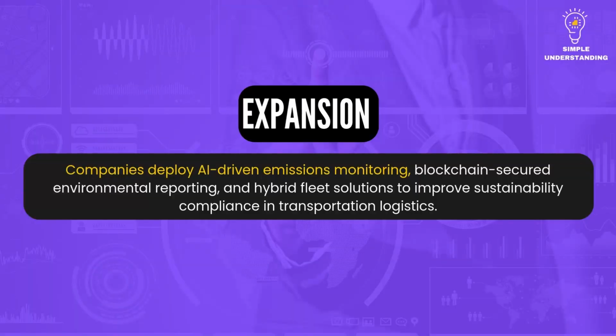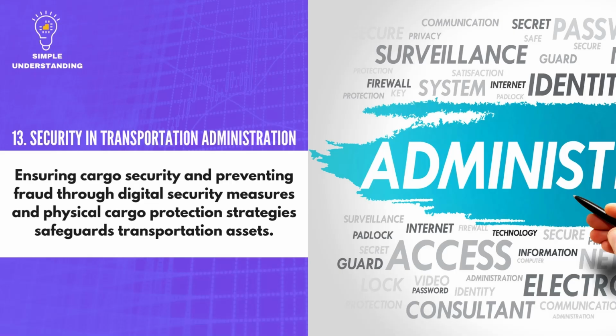Expansion. Companies deploy AI-driven emissions monitoring, blockchain-secured environmental reporting, and hybrid fleet solutions to improve sustainability compliance in transportation logistics. 13. Security in transportation administration. Explanation. Ensuring cargo security and preventing fraud through digital security measures and physical cargo protection strategies safeguards transportation assets.